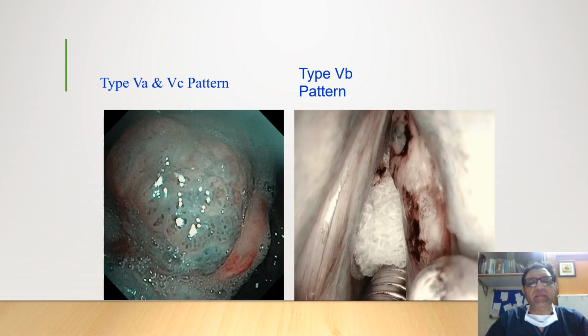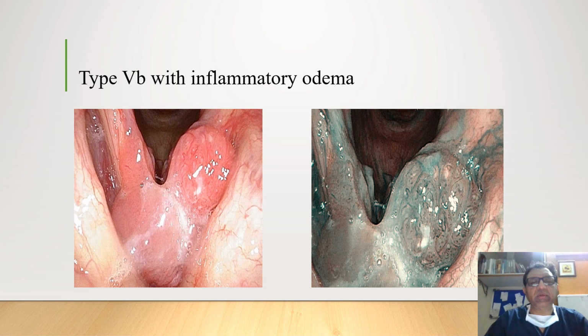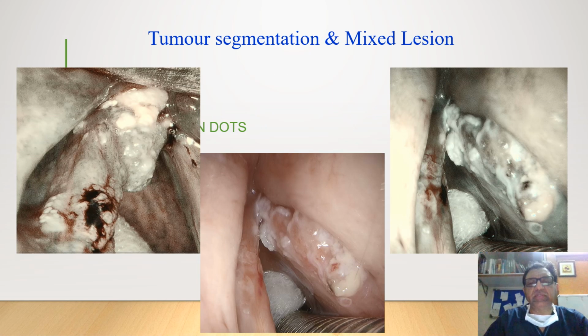Type 4 pattern again, these are the earthworm type of capillary structure. This is indicative of squamous cell carcinoma. Type 5b with inflammatory changes. Again inflammatory changes, we have to look at the periphery. Again we can see there are changes which are indicative of this.